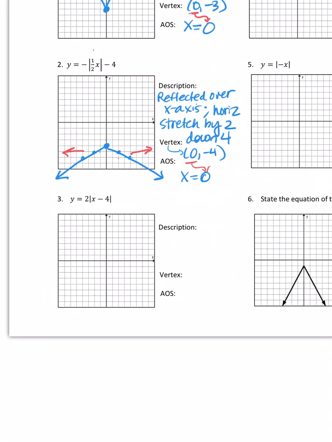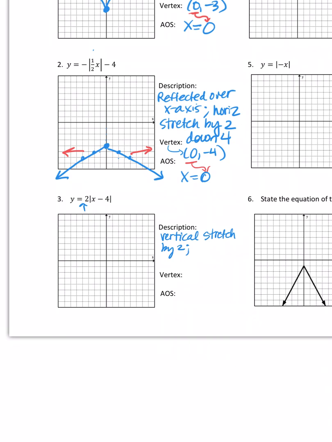y equals 2 times the absolute value of x minus 4. Now that 2 is on the outside, which means it's going to be vertical. And this one, since it's on the outside, it goes with logic. So it's going to be a vertical stretch by 2.